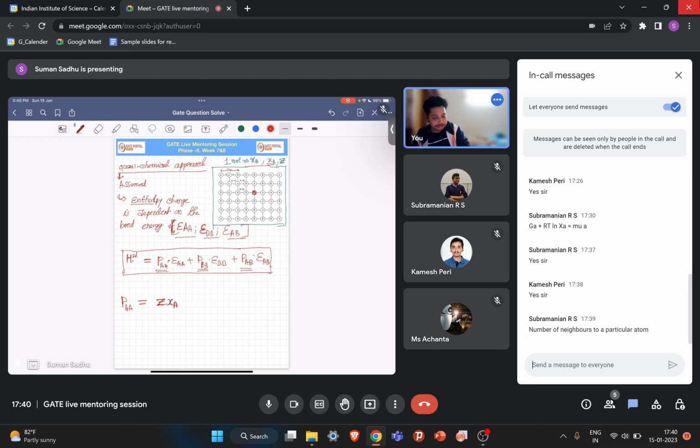But your total system is 1 mole. So in 1 mole, how many atoms are there? You have Avogadro's number of atoms, right? Let's say Avogadro's number we write as Na. So the total number of atoms is Na, and in your total number of atoms, the XA fraction is your A atoms. So this is the total number of A atoms in your system. This A atom is surrounded by Z number of atoms, but not all Z atoms will be A atoms. So the probability will be the coordination number into XA into Na.